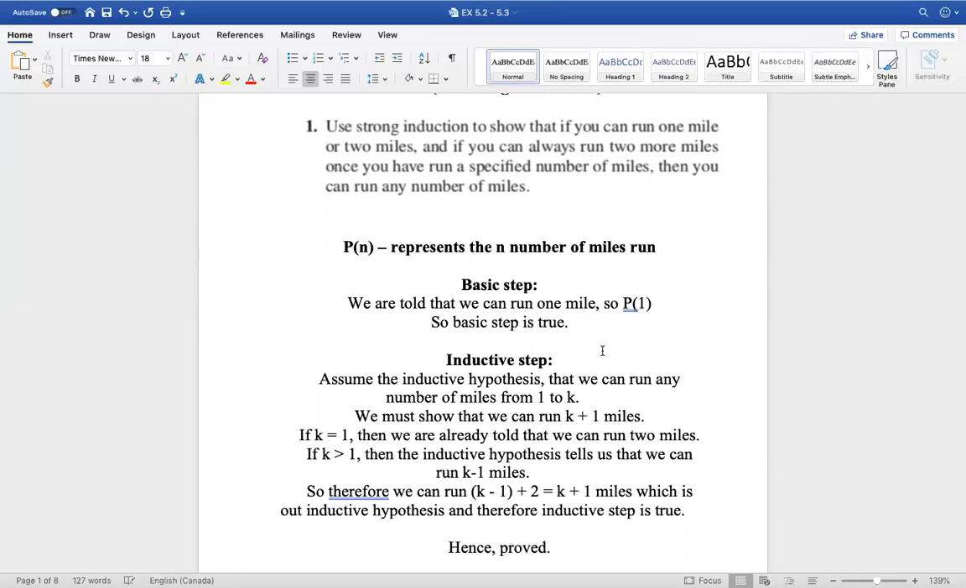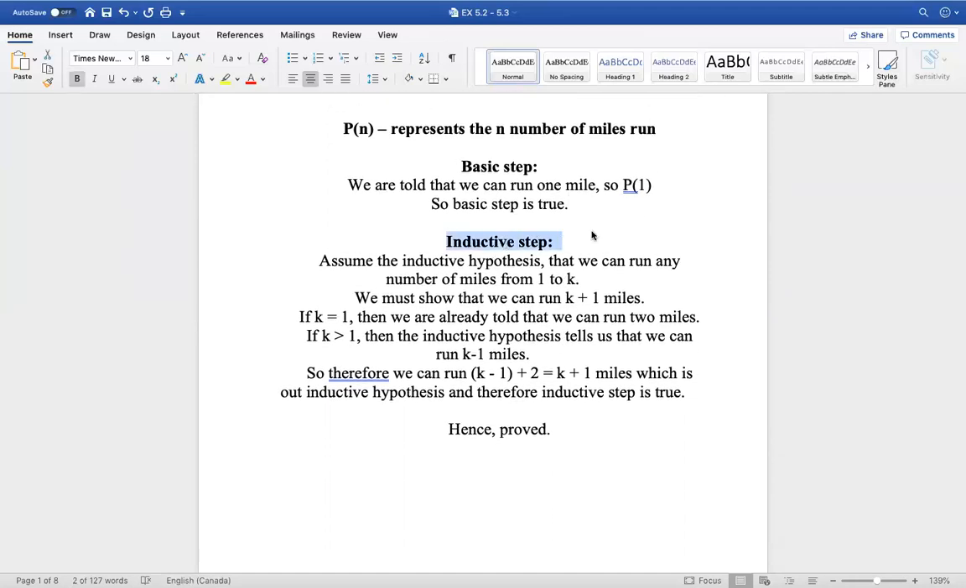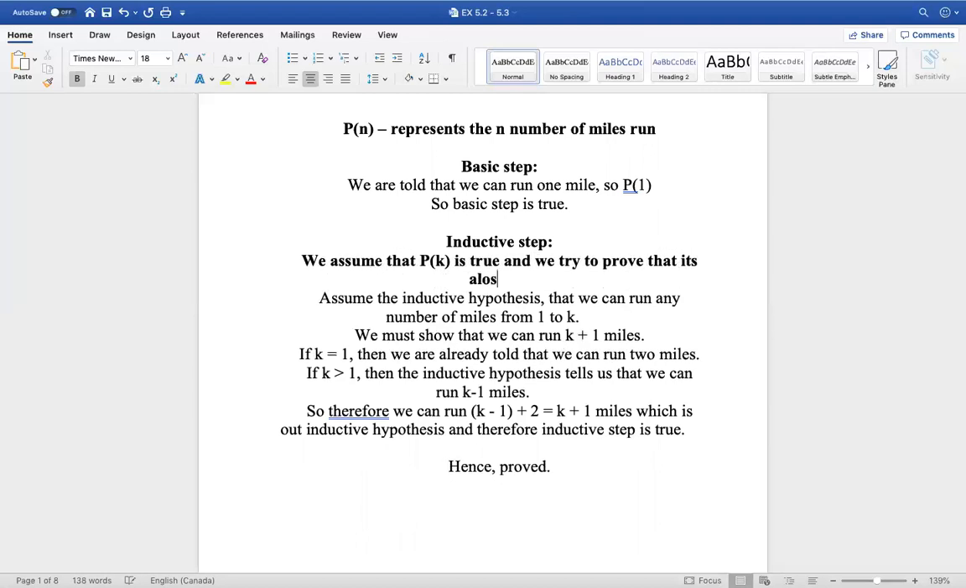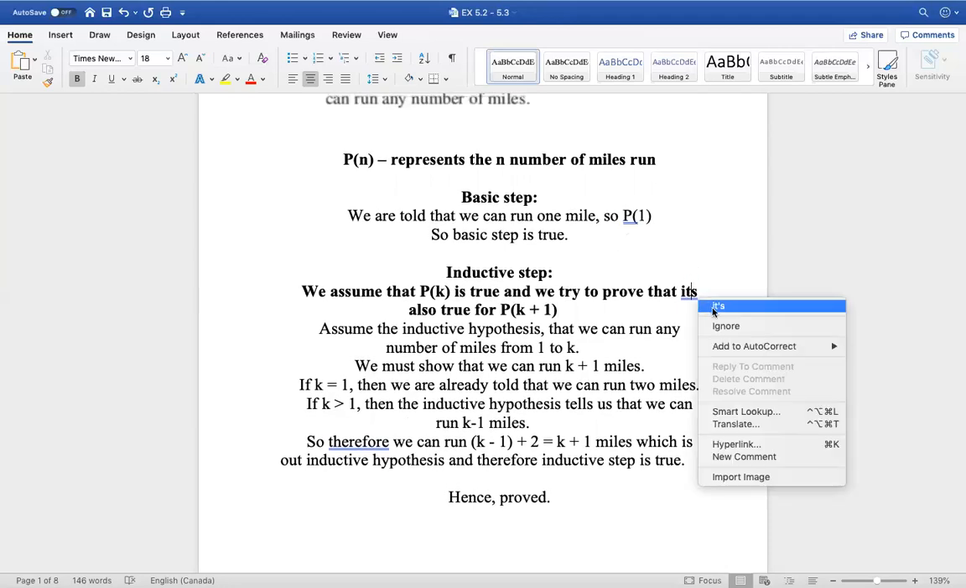Then in the inductive step, we assume this P(n), but we don't say P(n) here in the inductive step, we replace it with some variable k. We assume that P(k) is true, and we try to prove that it's also true for P(k plus 1). If we prove that it's also true for P(k plus 1), then it's true for any P(k). Therefore, it's true for everything, and hence that is the solution.